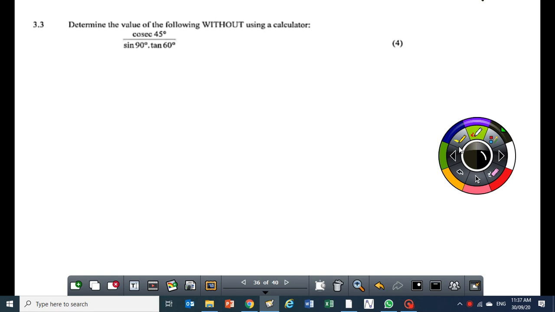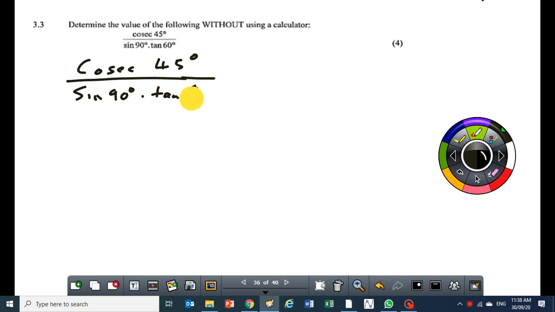You go back to the table that we did in the previous lesson. First, your numerator there is a reciprocal for sine. So what you can do, first thing, is just to write the whole question. I'm going to rewrite it as cosec of 45 degrees over sine 90 degrees times tan 60 degrees. My suggestion, rewrite cosec in terms of sine. So that's 1 over sine 45 degrees.